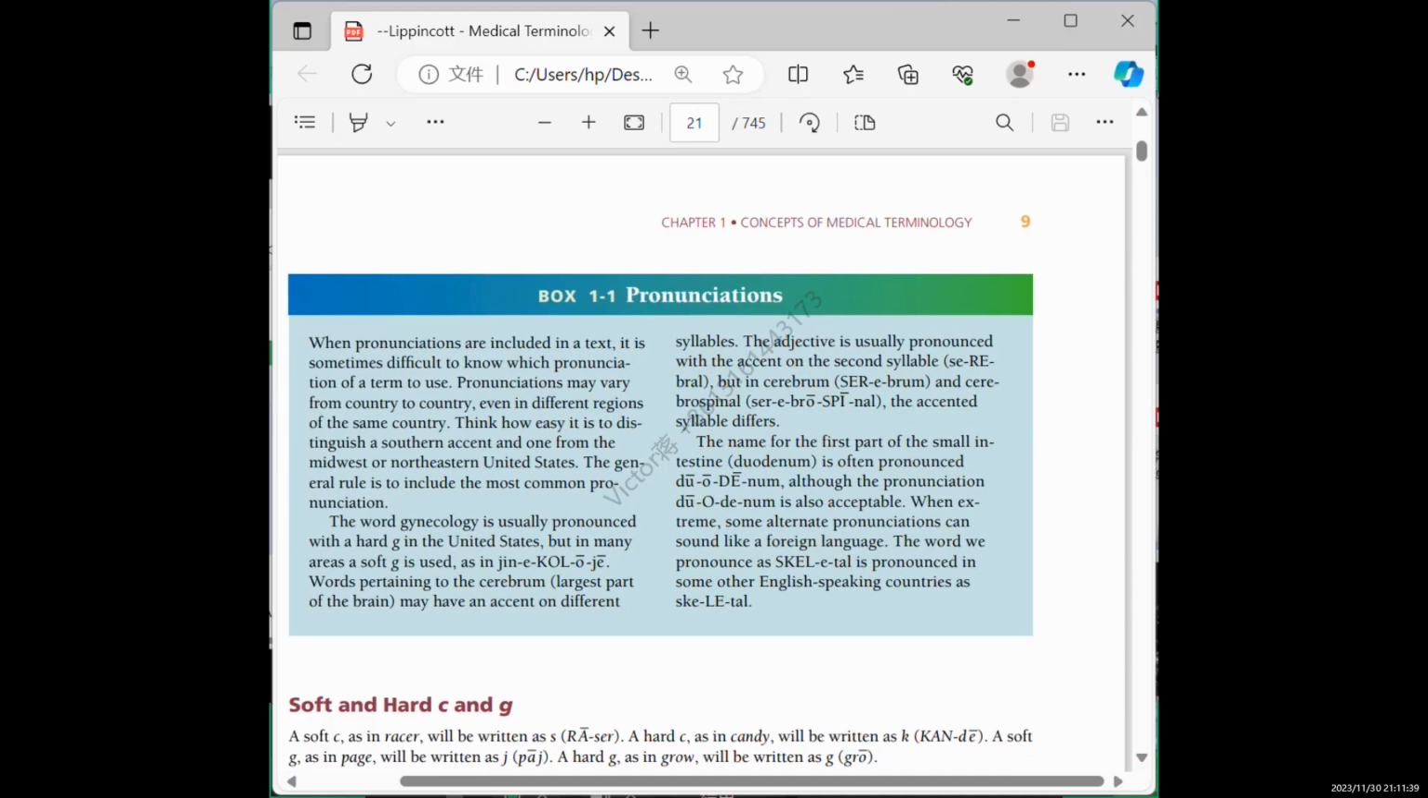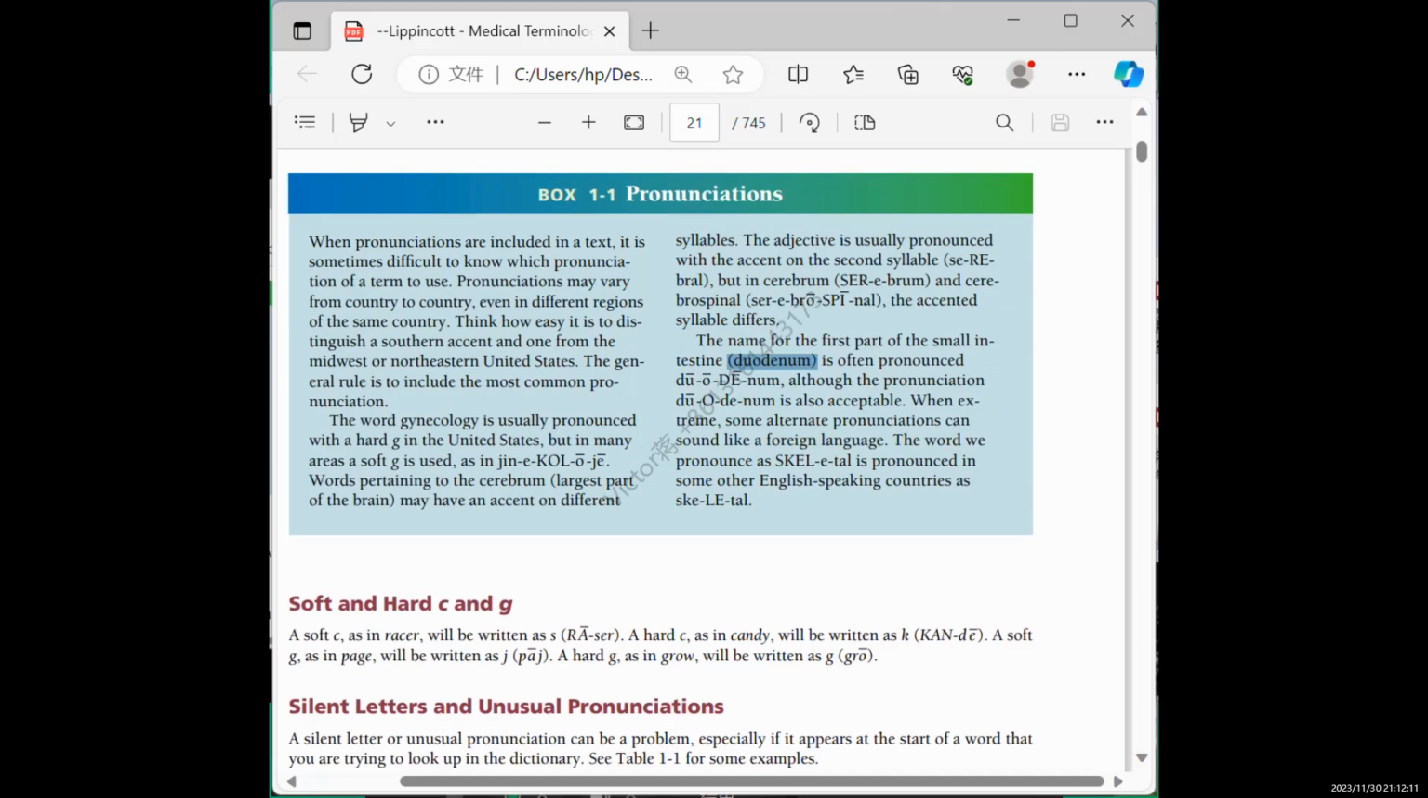And the first part of the small intestine, the duodenum. Yeah, we have talked about the duodenum, right? Duodenum is often pronounced one way, but the other pronunciation is also acceptable. Well, I think that's that kind of difference. When extreme, some alternate pronunciations can sound like a foreign language. The word we pronounce as skeletal is pronounced in some other English-speaking countries differently. Anyway, I think that's some difference about the stressed syllable, the stressed vowel.